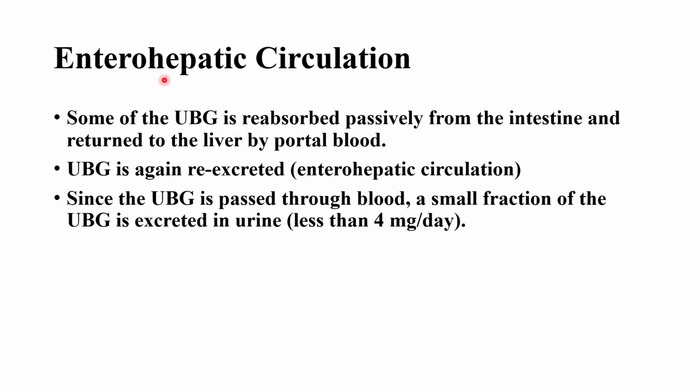Now another important thing, intrahepatic circulation. Some of the urobilinogen is reabsorbed passively from the intestine and returned to the liver by portal blood. So this urobilinogen is again re-excreted via this intrahepatic circulation or portal circulation. Since the urobilinogen is passed through the blood, a small fraction of urobilinogen is excreted in the urine. It is less than 4 mg per day.